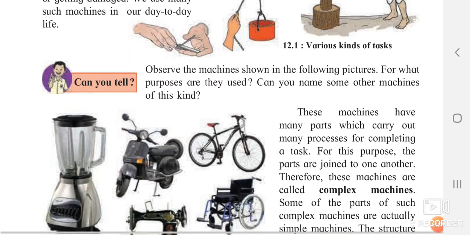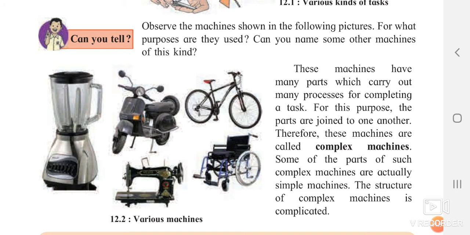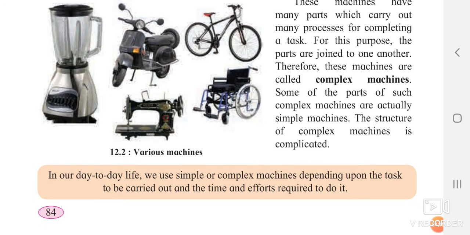As seen in the next picture, you can clearly see a mixer, a scooter, a bicycle, a wheelchair, and a sewing machine. These machines have various parts which carry out different processes, and the parts are joined to each other. These machines are said to be complex machines, and their structure is not that easy, it's very difficult and a little complicated. In our day-to-day life we use simple as well as complex machines depending upon the task to be carried out and the time and effort required to do it.